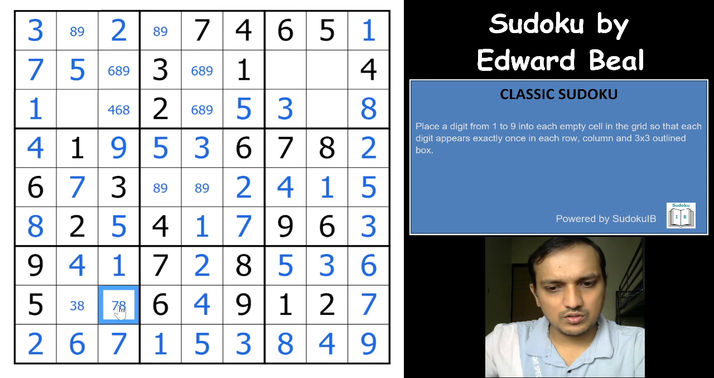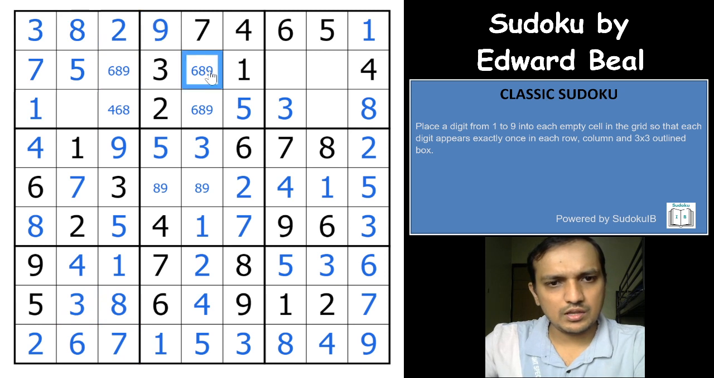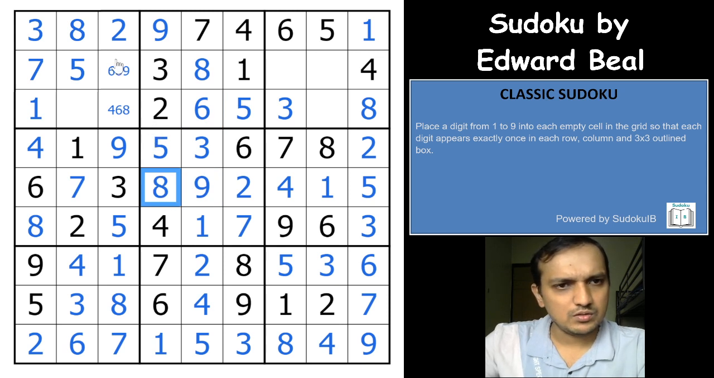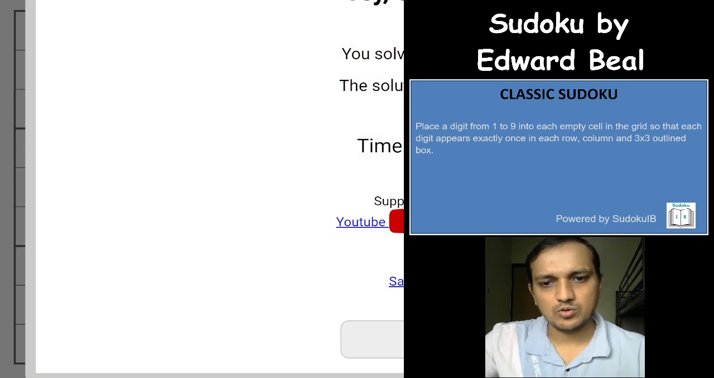6 7 8 and a 3. That gives you 8 9. 8 and a 6. 9 and an 8. 6 and a 4. This would have to be a 9. 2 and 7. So this is 2, that is 7.